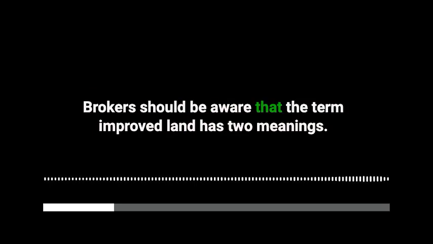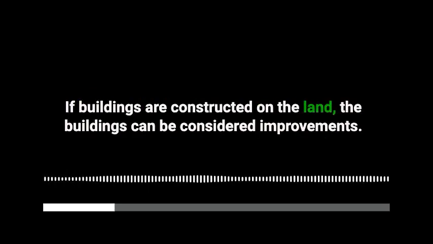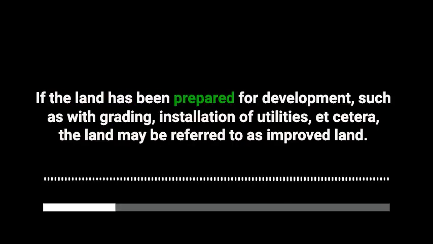Brokers should be aware that the term improved land has 2 meanings. If buildings are constructed on the land, the buildings can be considered improvements. If the land has been prepared for development, such as with grading, installation of utilities, etc., the land may be referred to as improved land.